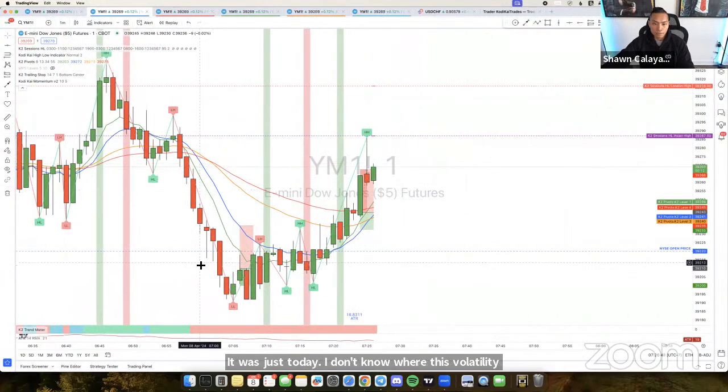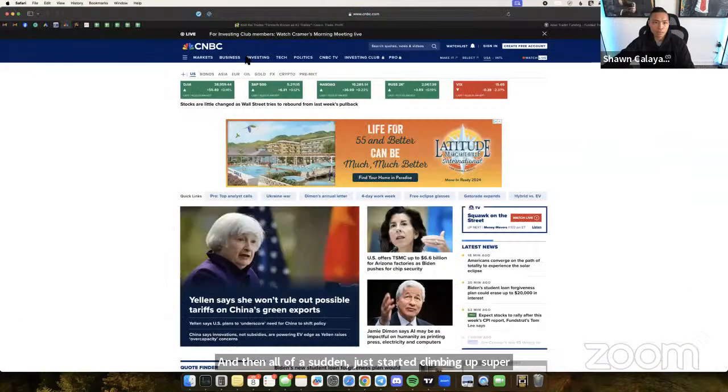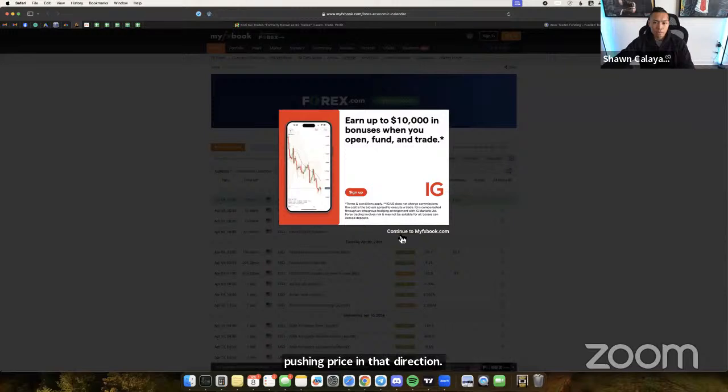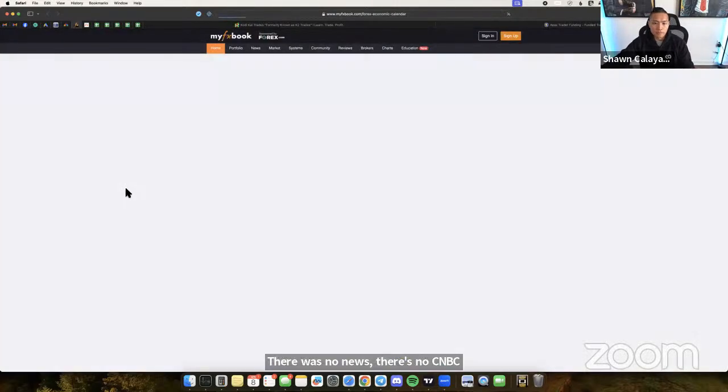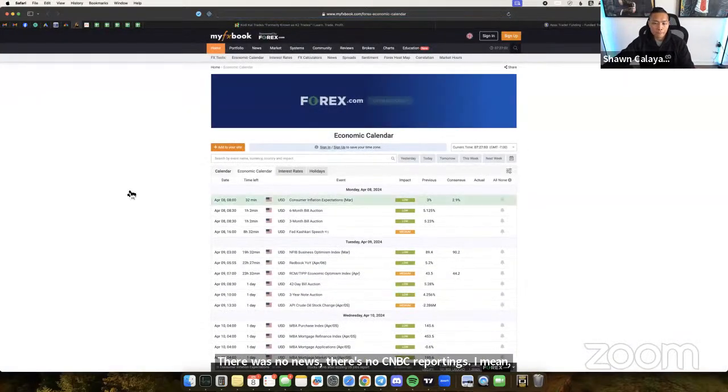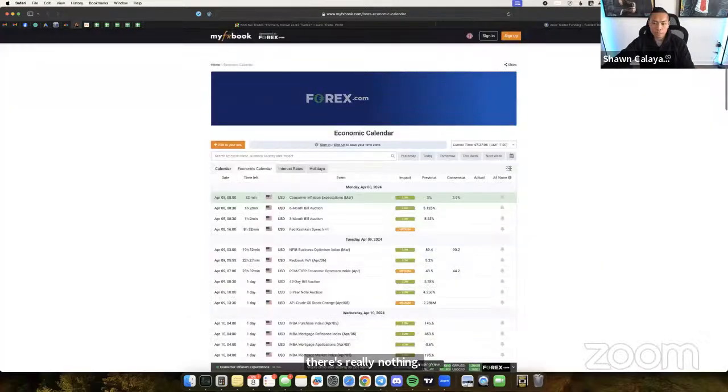The market was super flat down here. And then all of a sudden it just started climbing up super, super fast. But there was really no catalyst that was pushing price in that direction. There was no news, there was no CNBC reportings. I mean, there was really nothing to cause price to climb up like that. But I mean, it's all good. It happens. You know, that's how the market works.